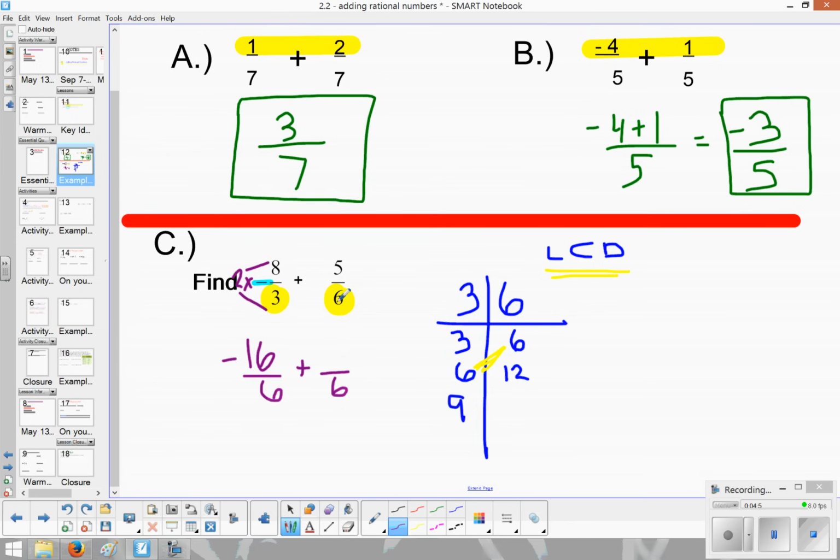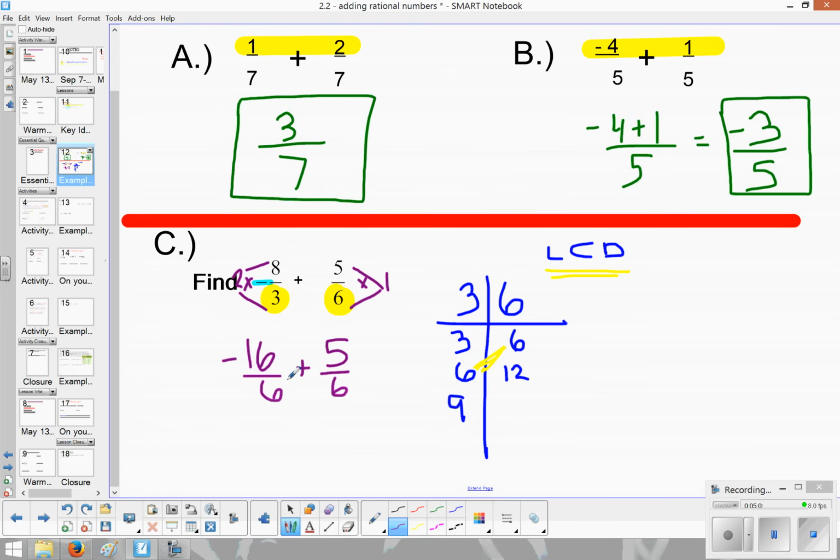And then the next one over here, we're going to ask ourselves, 6 times what is 6? So 6 times, it seems like 1. 6 times 1 is 6, so that's how you got the bottom denominator. And then whatever you do to the bottom, you do to the top. So now 5 times 1 gives me the numerator of 5 on top here.